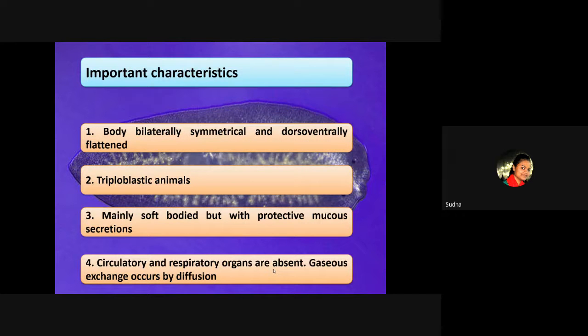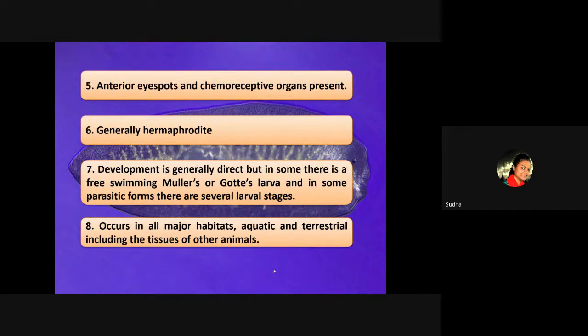Some of the important characteristics that we were discussing: the body is bilaterally symmetrical and dorsoventrally flattened. They are triploblastic animals. They are soft-bodied, but they also have some protective mucus secretions. The circulatory and respiratory organs are absent because gaseous exchange occurs by diffusion. There are anterior eye spots, and some chemoreceptive organs may also be found in them. They are generally hermaphrodite, that means the male and female reproductive organs are present in one individual.